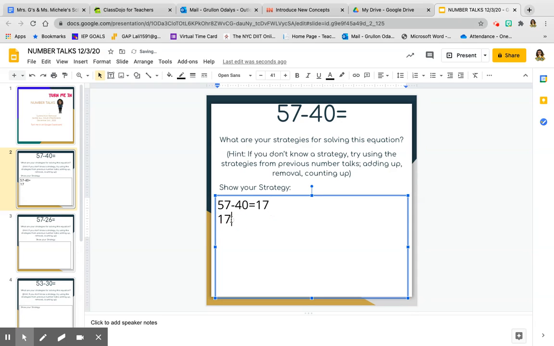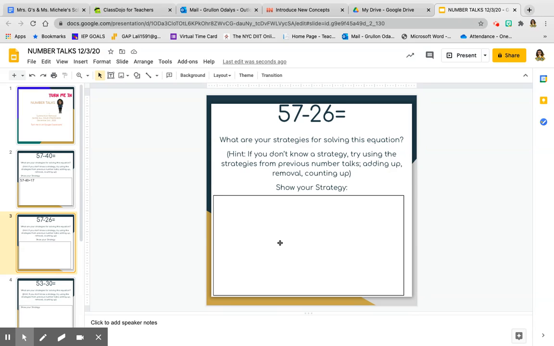I just looked at the tens place and saw that there are 5 tens and I need to remove 4 of those tens. So it left me with 1 ten and all my ones. Did you guys get 17? Did you guys use a different strategy? Maybe. All right, let's move on to the next one.